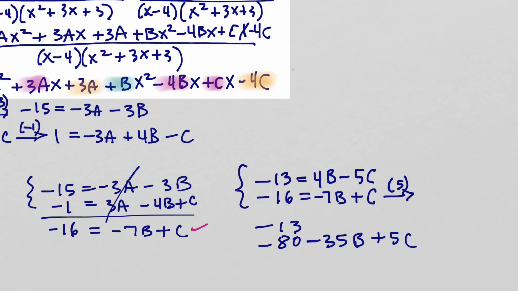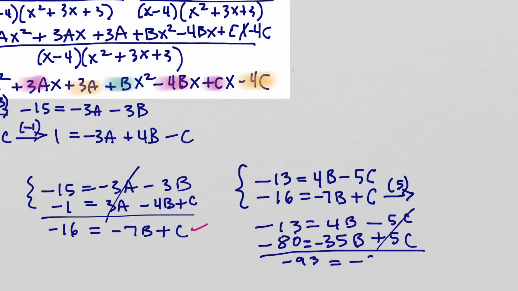We have an equals here. Negative 13 equals 4b minus 5c. All right, so eliminate the c, and we're left with negative 93 is equal to negative 31b. B is equal to, divide, so you get 3. Okay, so we have a B now.